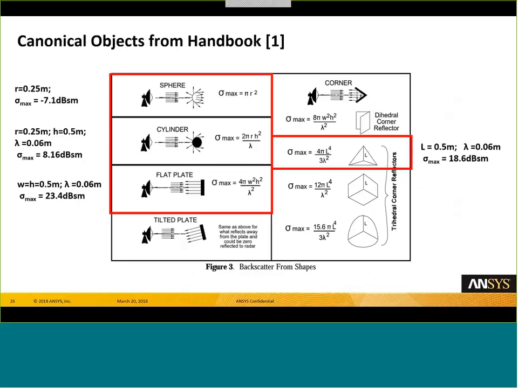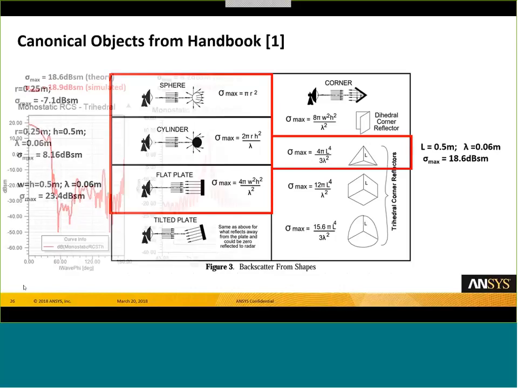So the first thing we do for a comparison is actually take references from the handbook. And in this case, these are theoretical predictions that are made for a number of canonical targets. The values that are calculated are all analytical, and the term that we're looking for is actual maximum radar cross-section. So for the objects that you see here, the sphere, cylinder, plate, and corner reflector, we can punch in our own values and get a theoretical estimate for what the maximum radar cross-section would be.